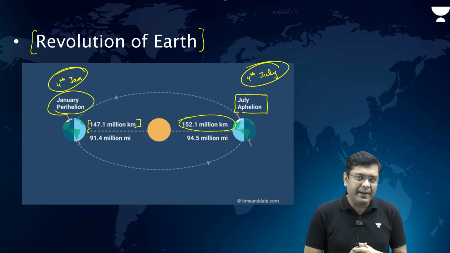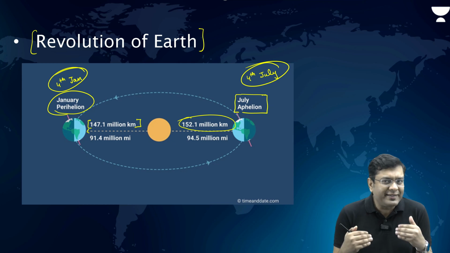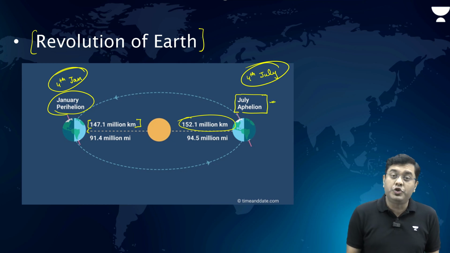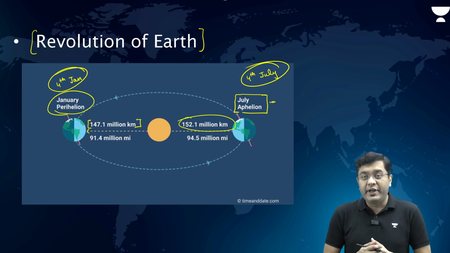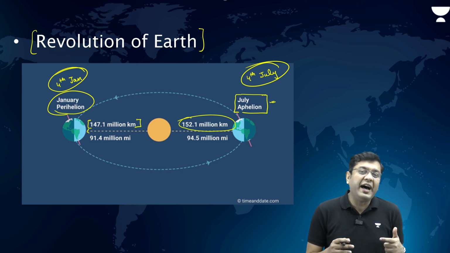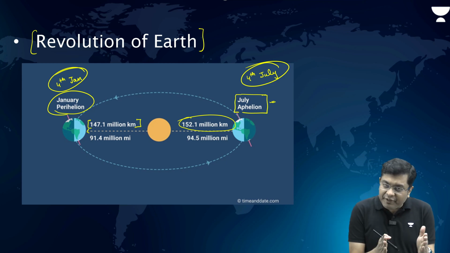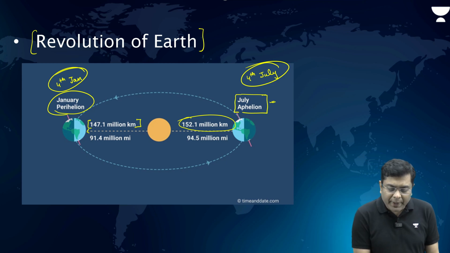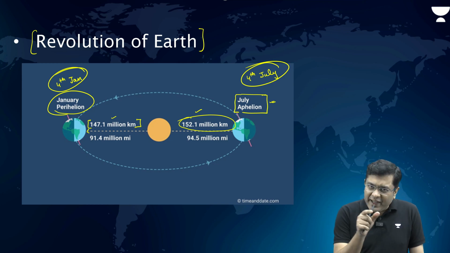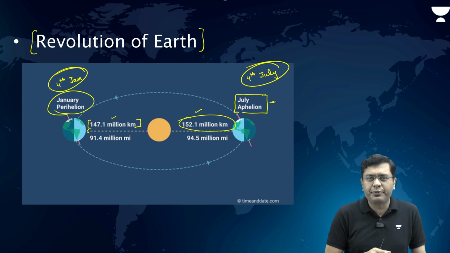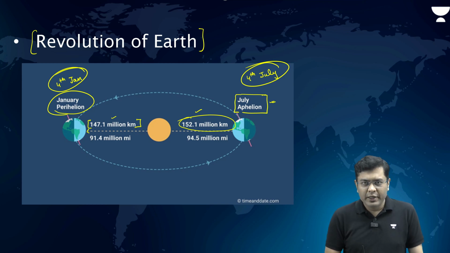Now you have to understand that it does not necessarily mean that because we are farthest away from the Sun in the month of July, we should experience cold temperature. This will not have much of a variation in temperature. Why? Because that variation in distance that we are talking about from 147 to 152 million kilometers, that variation in distance is around 5 million kilometers in outer space. That is vacuum. So the energy doesn't get dissipated.